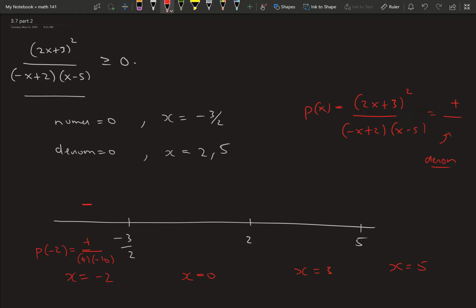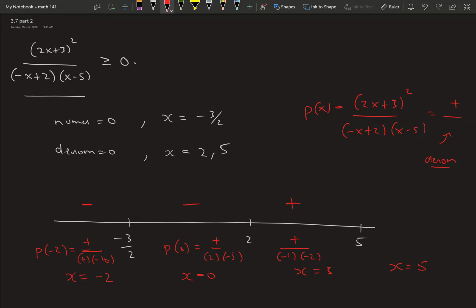If you plug in 0, you get p of 0. It's a positive number on the top, and in the denominator, we get 2 and -5, so we have a negative number overall. If you plug in 3, you have a positive number on the top divided by -3 plus 2, which is -1, and 3 minus 5, which is -2. So we have a positive sign here.